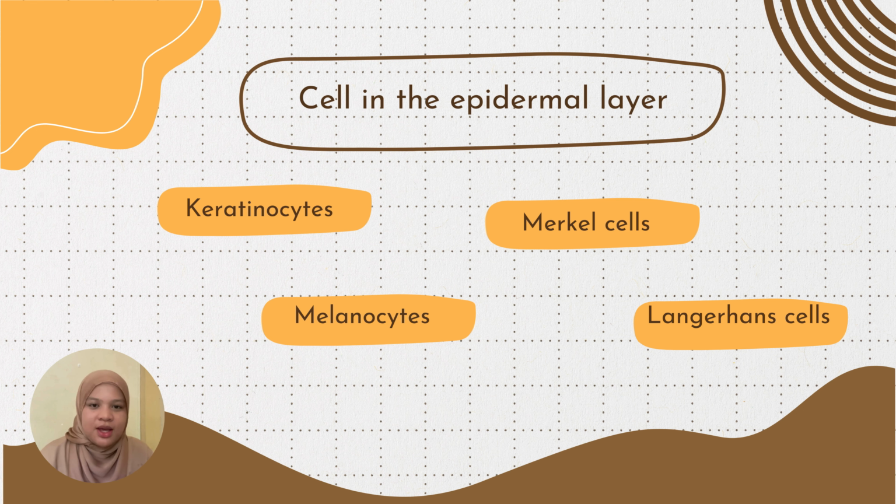The third one is the Langerhans cell. Langerhans cells are mainly in the stratum spinosum and are involved in the immune response. And the fourth is the Merkel cell. It is located in the stratum basale and is most abundant in the fingertips. It acts as a mechanoreceptor.